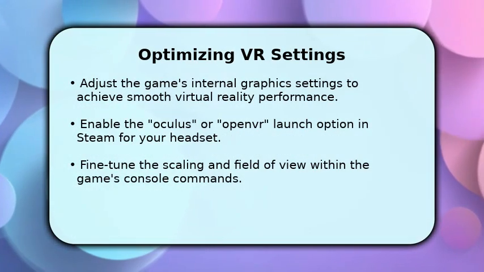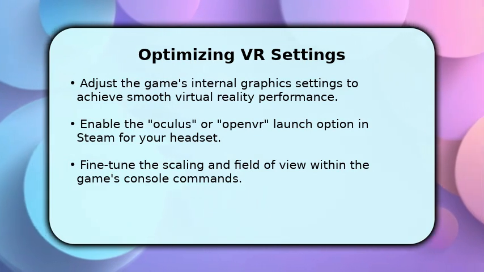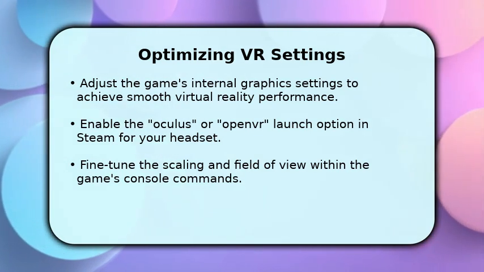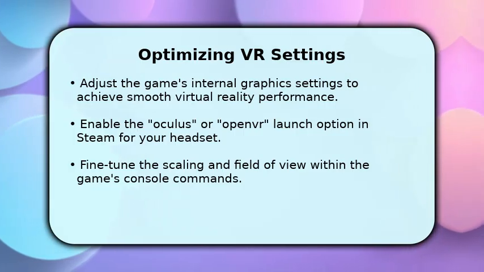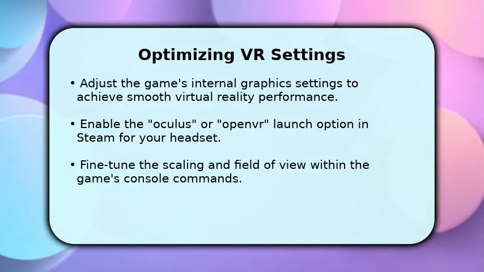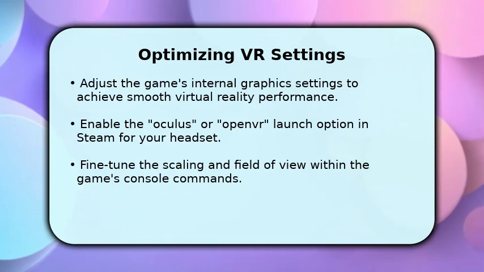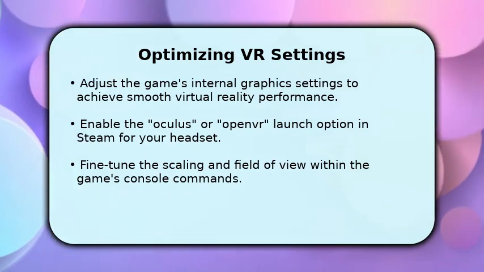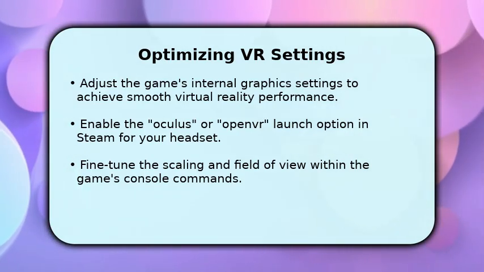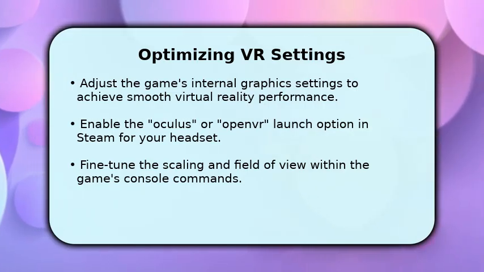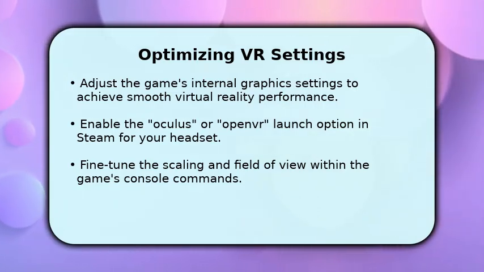Once in the game, it is time to optimize your settings for the best virtual reality experience. You will want to adjust the graphics settings to find a balance between visual quality and a consistent frame rate. Remember to enable the correct virtual reality launch option, either Oculus or OpenVR, in Steam. Also, consider using console commands to fine-tune scaling and field of view for maximum comfort and immersion.